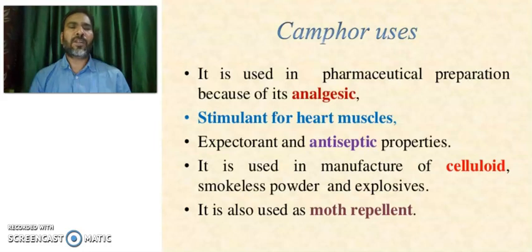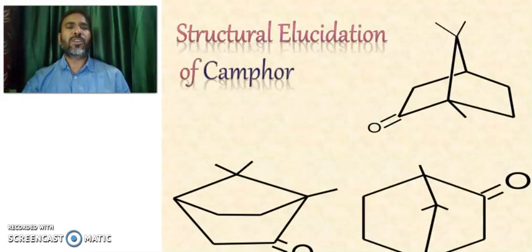So the uses of camphor: it is used in pharmaceutical preparations because of its analgesic nature, as a stimulant for heart muscles, and for its expectorant and antiseptic properties. It is used in the manufacture of celluloid, smokeless powder and explosives. My friend, it is also used as a moth repellent. So you can see different structures of camphor. So we will learn structure elucidation of camphor.